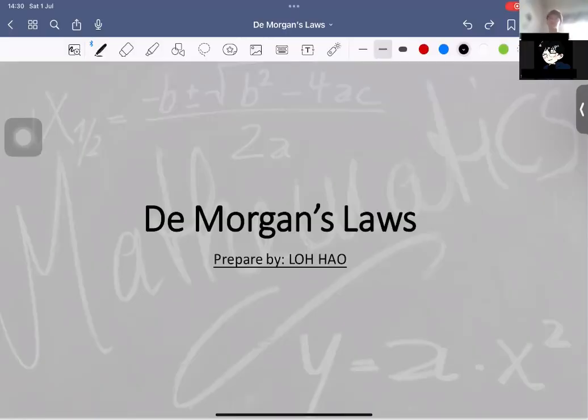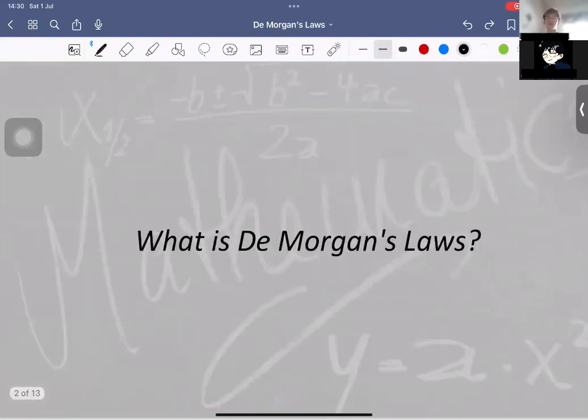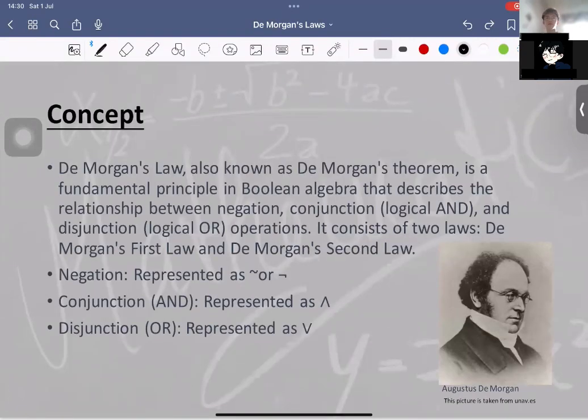Hi everyone. Today we are going to learn about De Morgan's law. So what is De Morgan's law? Let's see. De Morgan's law, also known as De Morgan's theorem, is a fundamental principle in Boolean algebra that describes the relationship between negation, conjunctions, and disjunctions operations.